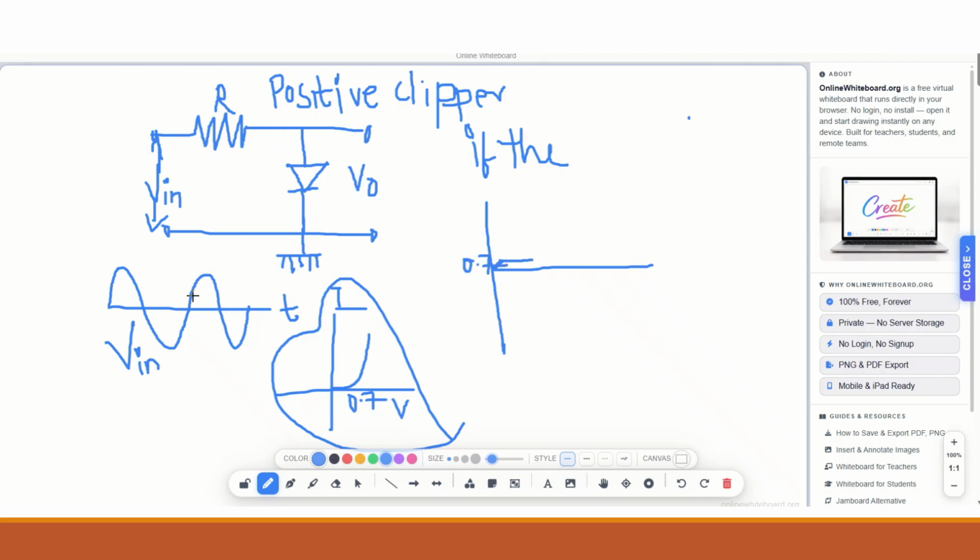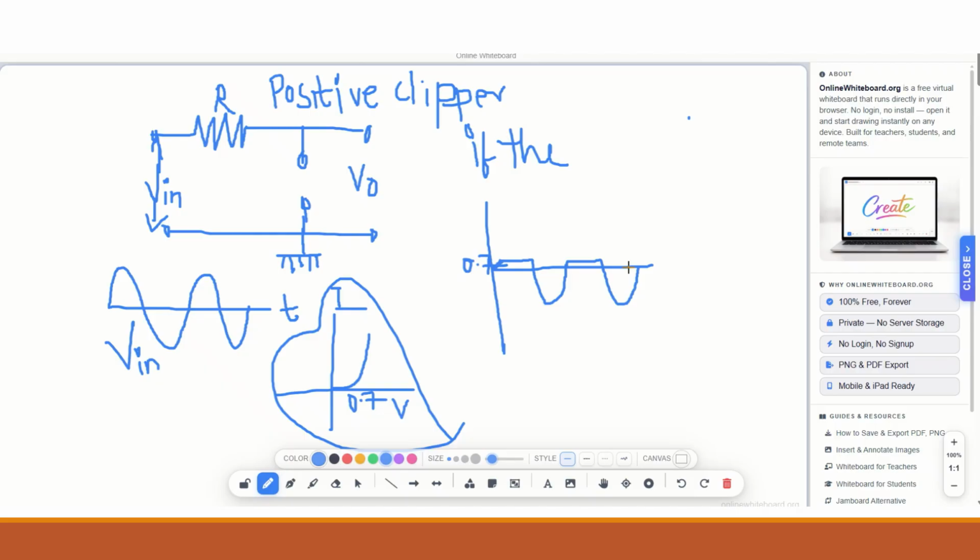When the negative half cycle of the input reaches, the diode becomes reverse biased and it is open circuited. So the entire waveform appears at the output side. Positive half cycle, only the cut-in voltage remains. Negative half cycle, the entire waveform appears at the output. This is the working of the positive clipper.